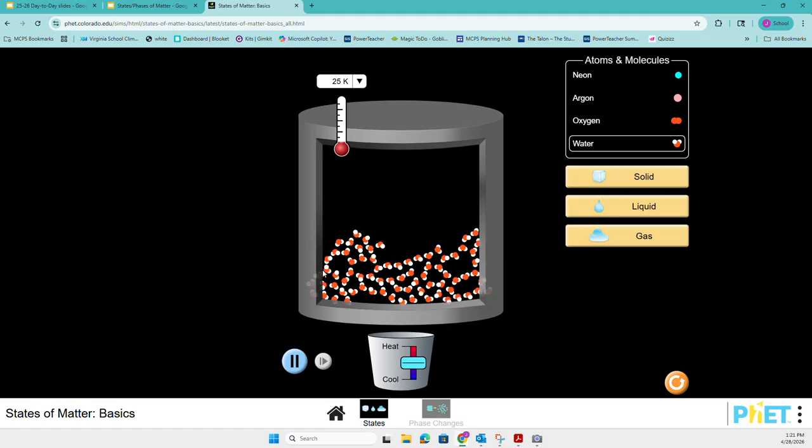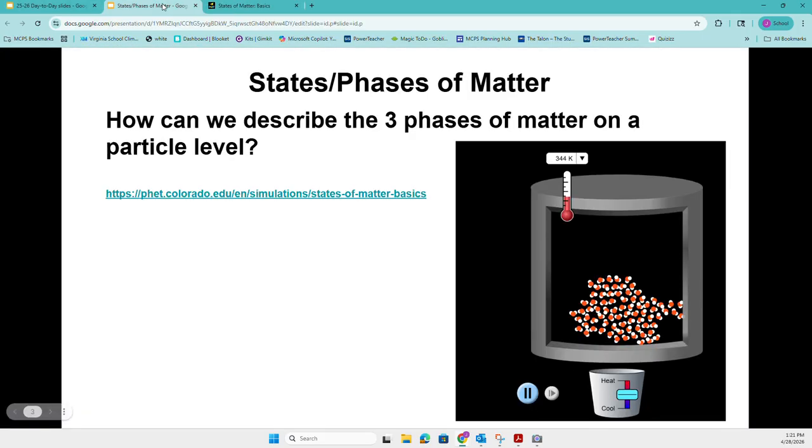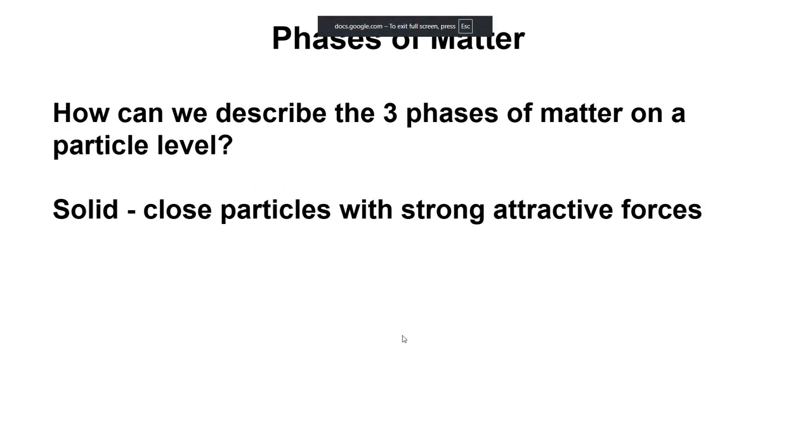The more interactions I have at a molecular level, the more likely I'm dealing with a solid. The less interactions I have, it's going to be a liquid. If they're having little to no interactions with each other, I'm looking at a gas. So let's break down our three states of matter based off of their interactions.